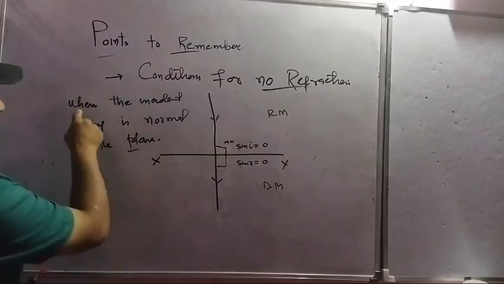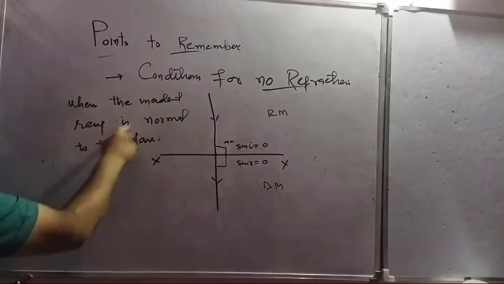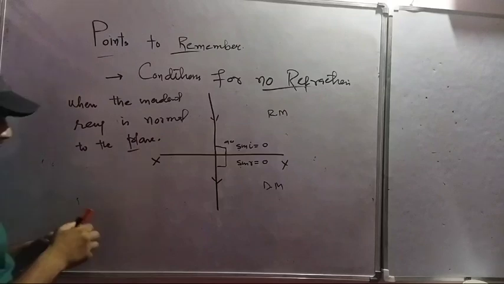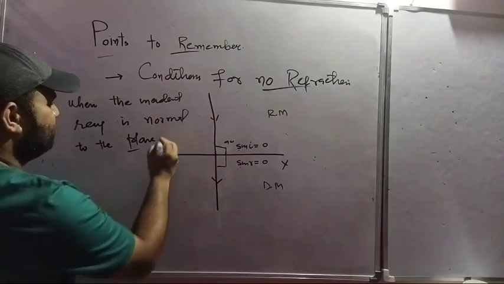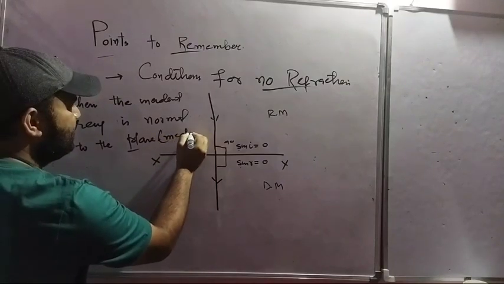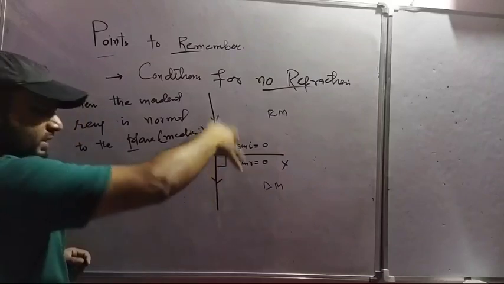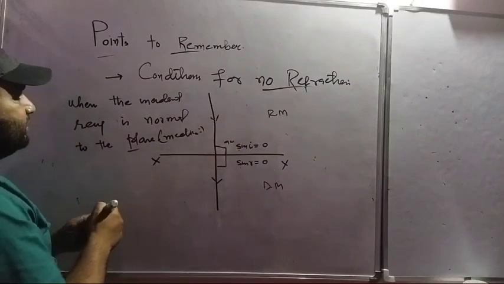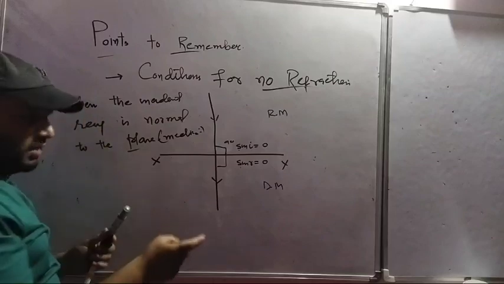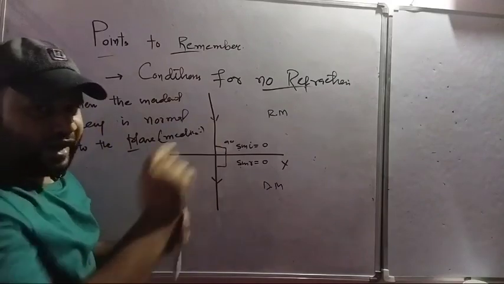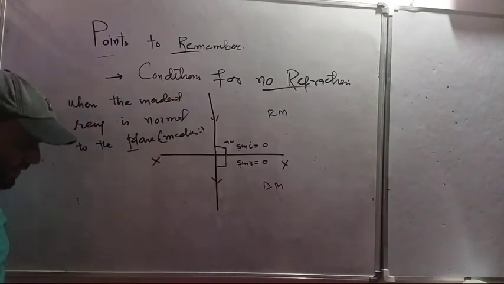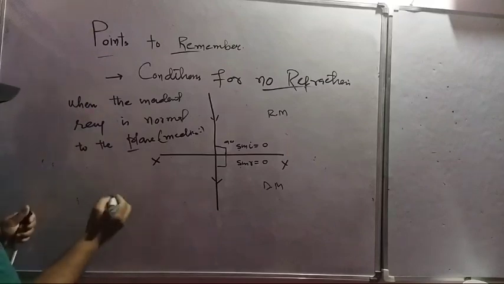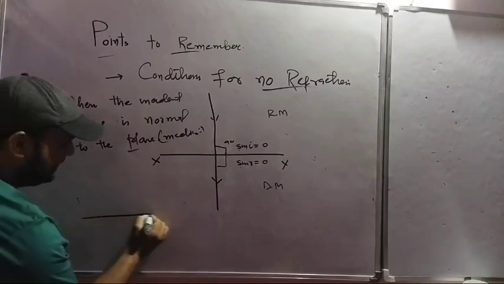So this is the case when the incident ray is normal to the plane, normal to the medium. Better I will say it is normal to the denser medium, whatever you can say. So this is what we call the condition where you can say there is no refraction. This is one point.